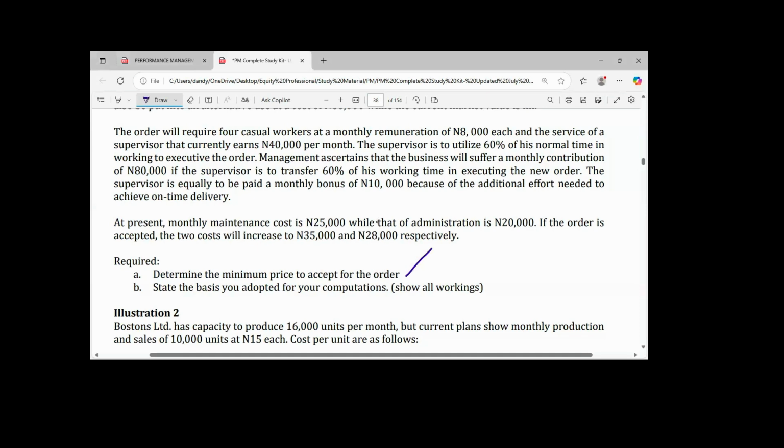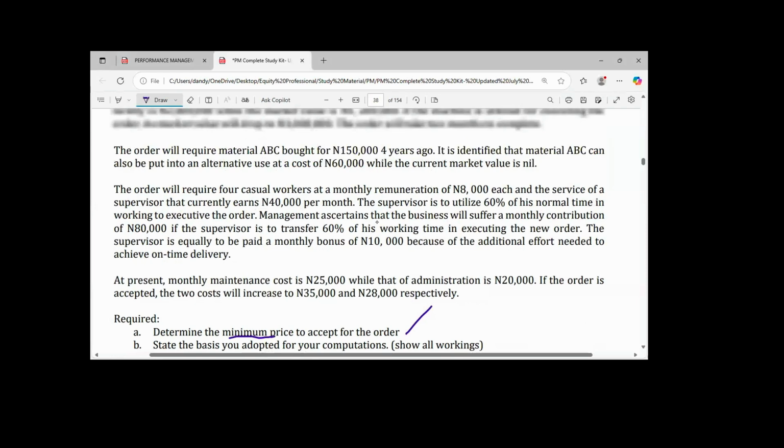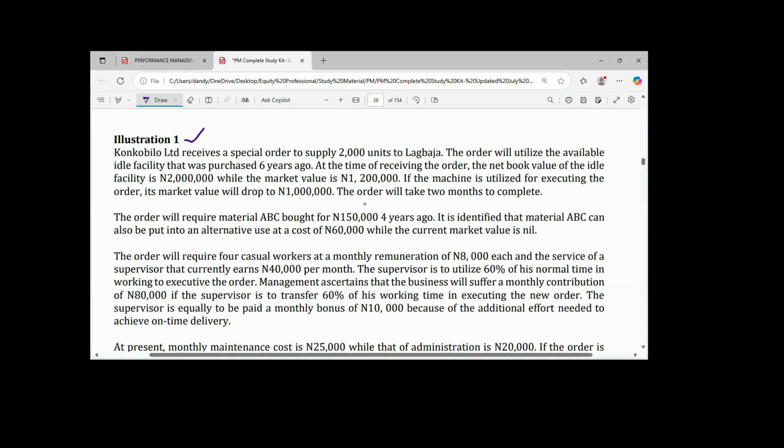So which means that you want to determine relevant cost for this order. And that's why the examiner is asking you to determine the minimum price to quote. So how do you solve this question quickly without wasting time? This is another opportunity for you to reflect on what we did under relevant costing for decision making. All right, quickly, let's go through the question together.